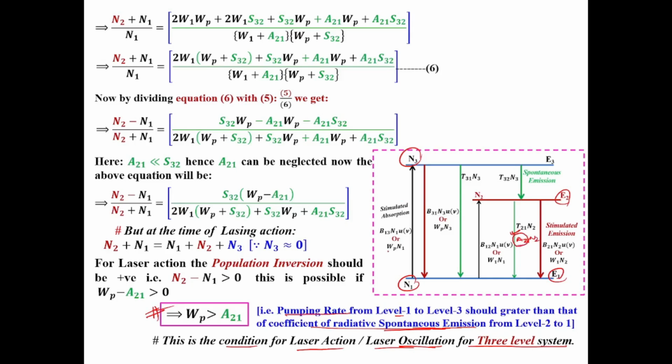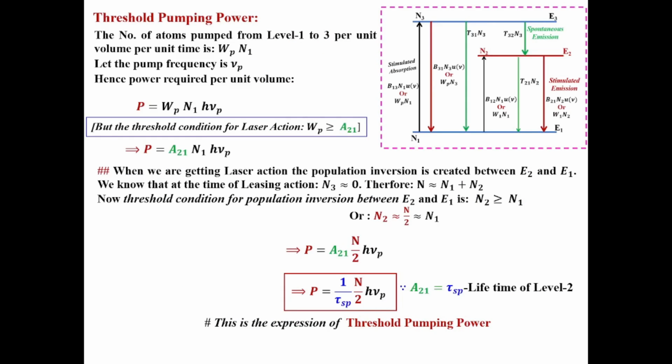When WP is greater than W21, at that time we can get the laser action or laser oscillation in a 3-level laser system, right? Now we are going to go for threshold pumping power. What will be the threshold pumping power?